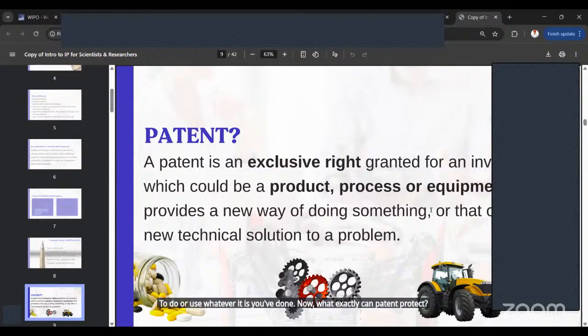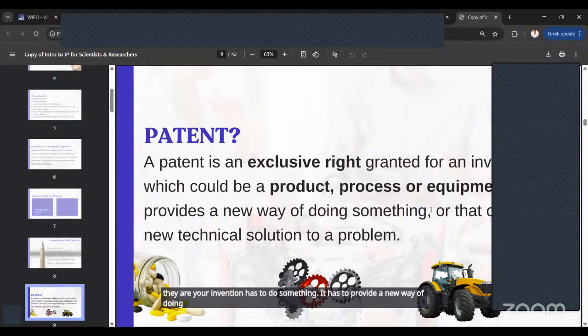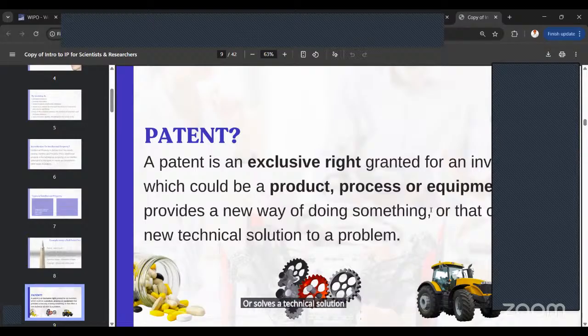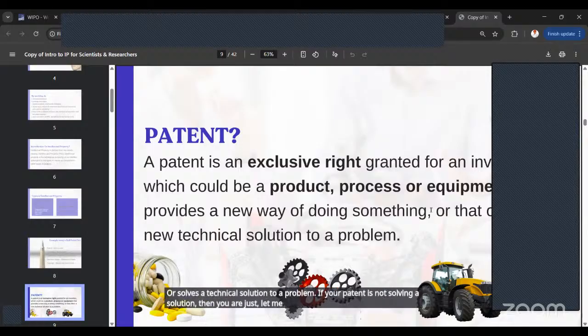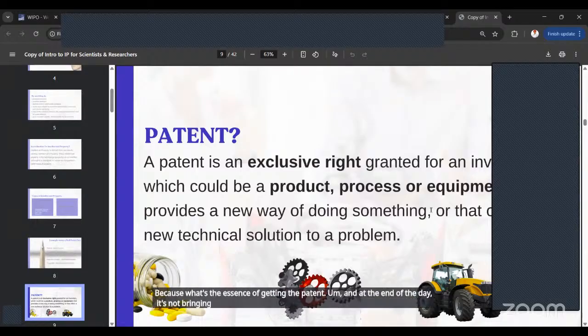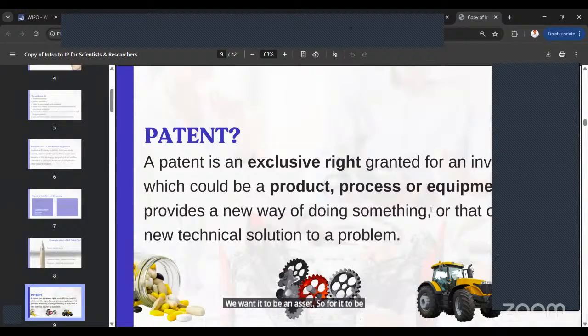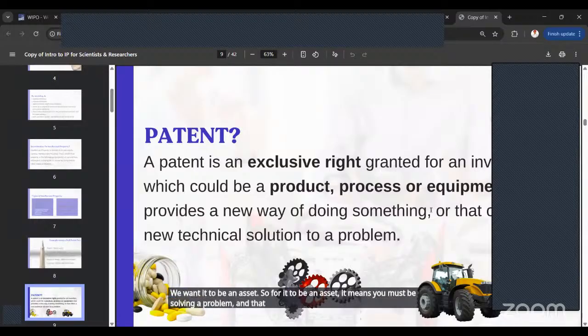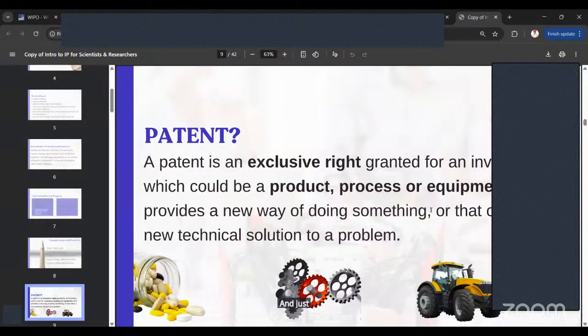Now, what exactly can a patent protect? Products, processes, equipment, chemical compounds, and so on and so forth. But your invention has to do something. It has to provide a new way of doing something or solve a technical problem. If your patent is not providing a solution, then you are just, let me say, investing in the wrong thing. Because what's the essence of getting a patent if at the end of the day it's not bringing any money for you? You don't want your patent to be a liability, right? You want it to be an asset. So for it to be an asset, it means you must be solving a problem, and that problem you are able to monetize.